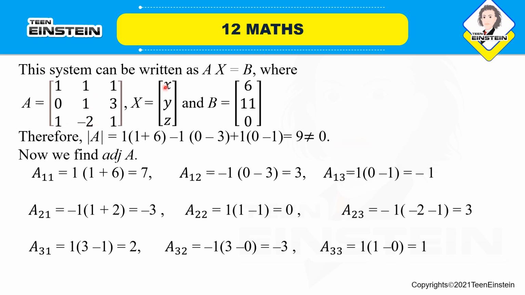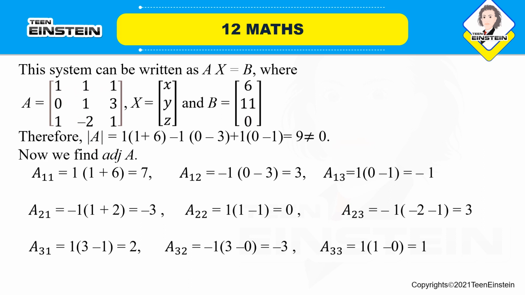What is x? Unknown matrix, right? That is the column matrix, so x, y, z, and b equal to right hand side values. We are representing b as a column matrix 6, 11, 0. Now find determinant A. Okay, what is determinant A? Expanding along the first row.